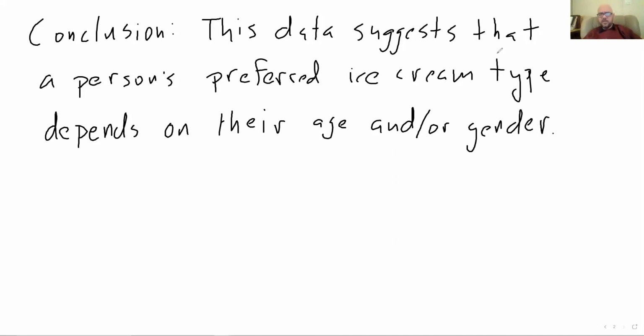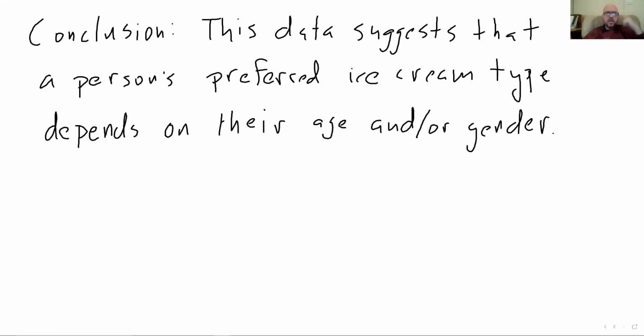You could definitely write that in a much more generic way. You could say, this data suggests that favorite ice cream type and age and gender are dependent variables. Totally fine. That's a perfectly legitimate conclusion. I'm trying to make it a little bit more colloquial, more understandable by the layperson, basically. But that other one that I said, totally fine. If you write that on a test, full credit. That's basically it. That's how you do an independence hypothesis test.